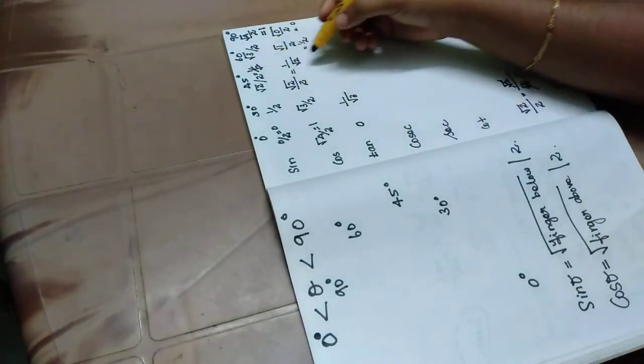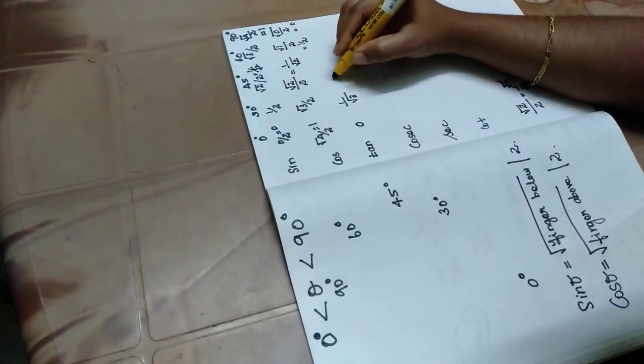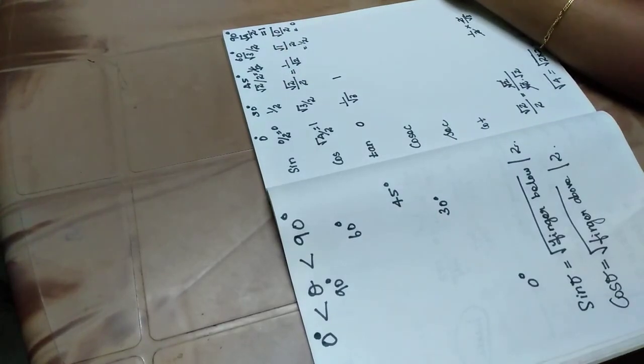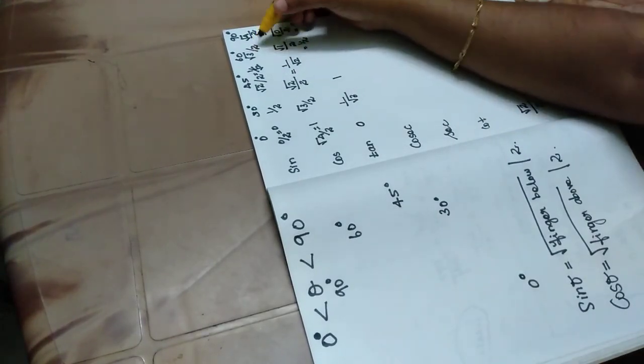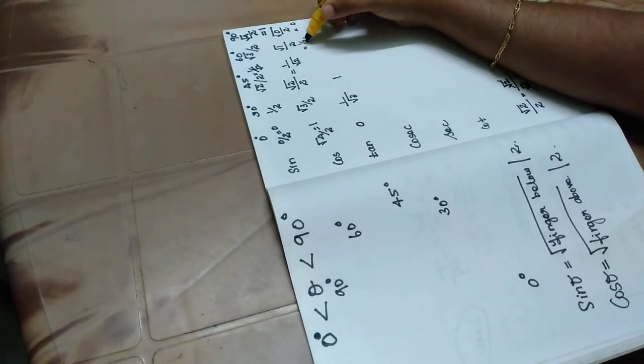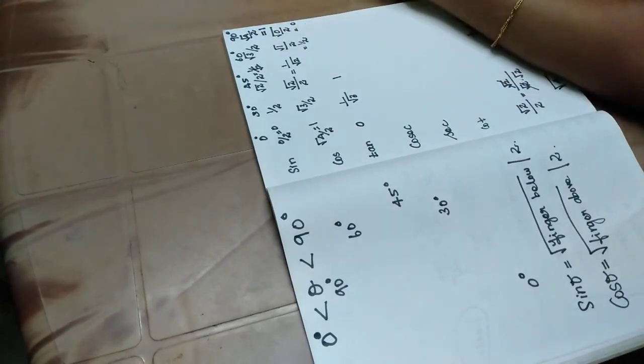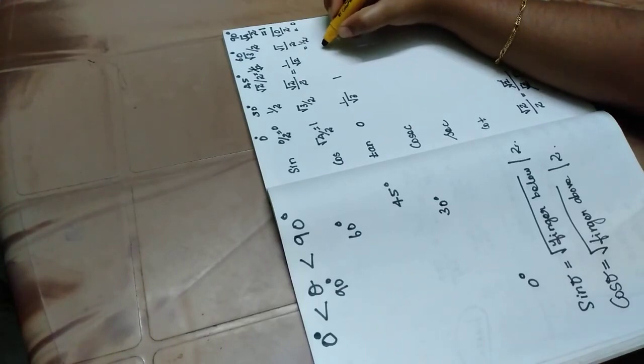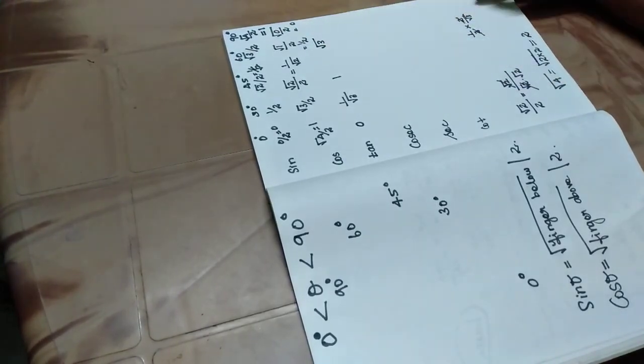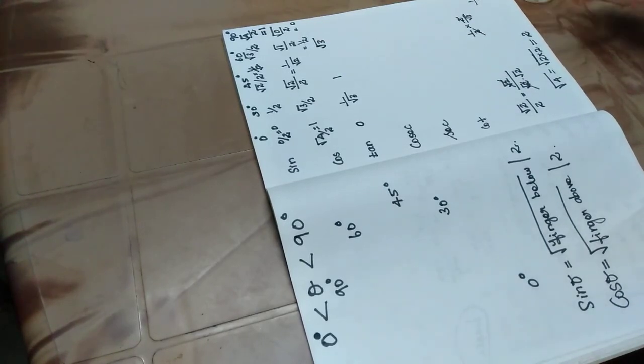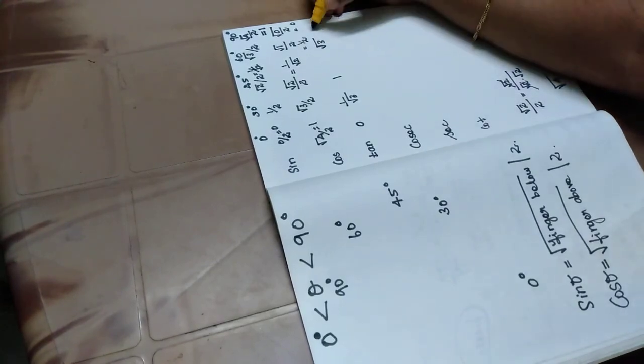now 1 by root 2 divided by 1 by root 2. Now square root of 3 by 2 divided by 1 by 2. So it will go to the reciprocal, isn't that? So what you will get here? Square root of 3. Now 1 by 0. Divided by 0, it is not defined, isn't that? So undefined.